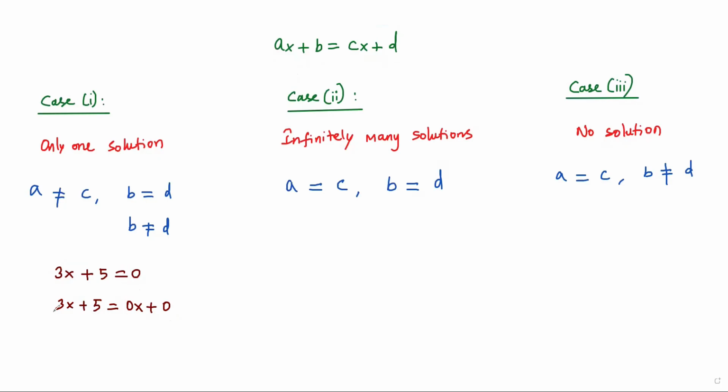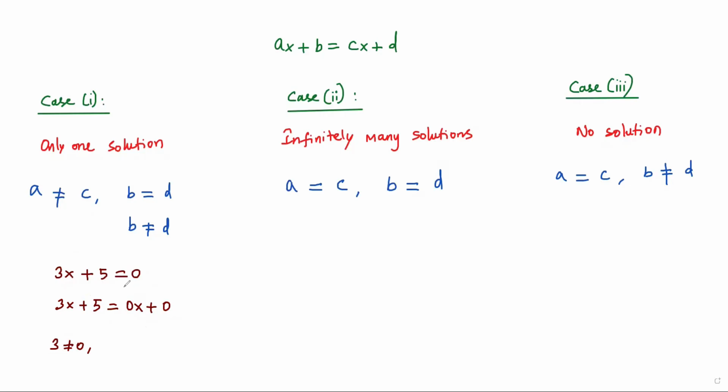Now let's consider the coefficient of x on the left side and the coefficient of x on the right side. So 3 and 0, they are not equal. Since the coefficients of x on the left side and the right side are not equal, it means the first condition we have over here, and we don't care about the constant terms. They may be equal or they may not be equal. So since the coefficients of x are not equal in this linear equation in one variable, this equation has only one solution.